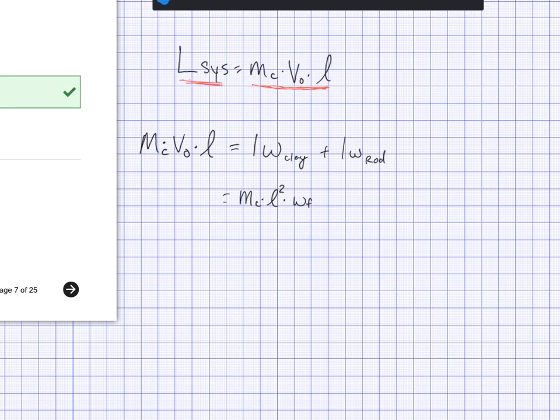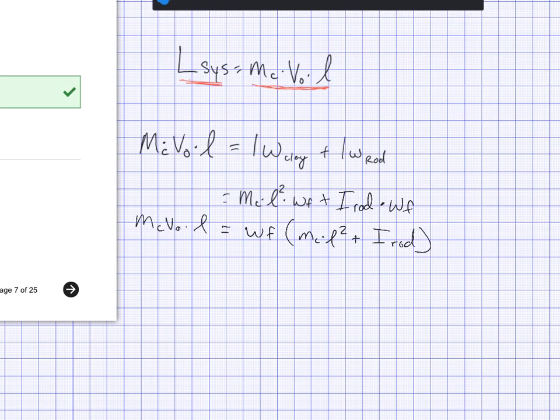Then I'm going to add that to the I of the rod, which they just defined as I of the rod, times the omega final as well. Well, I look across those terms and I have omega final in each, and so omega final multiplied by the mass of the clay times length squared plus the I of the rod would equal this MCVO times L.